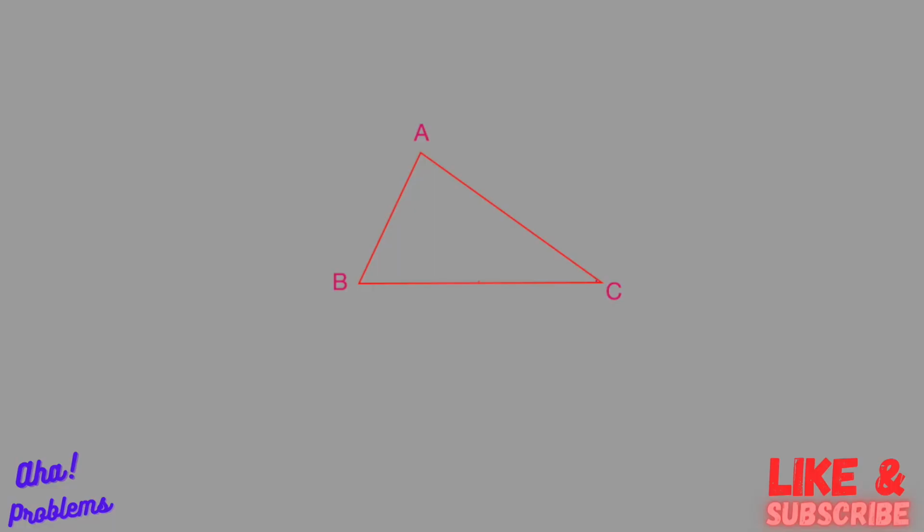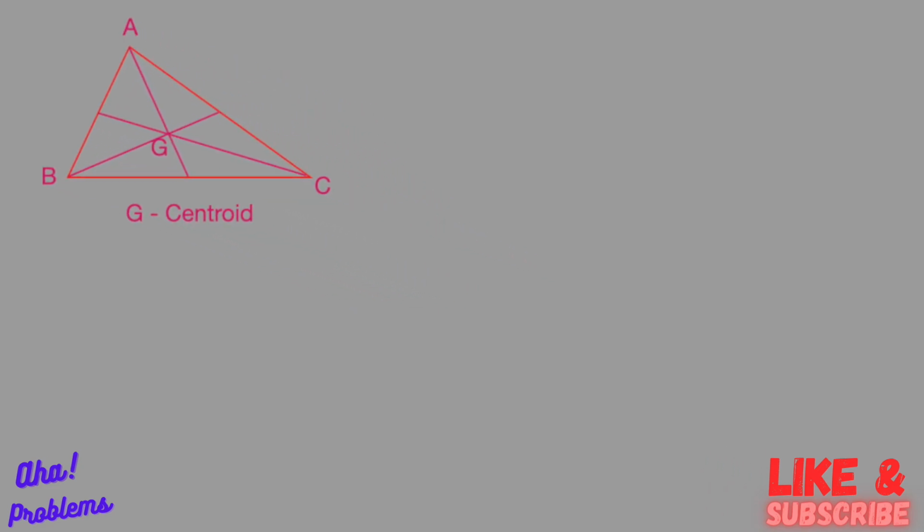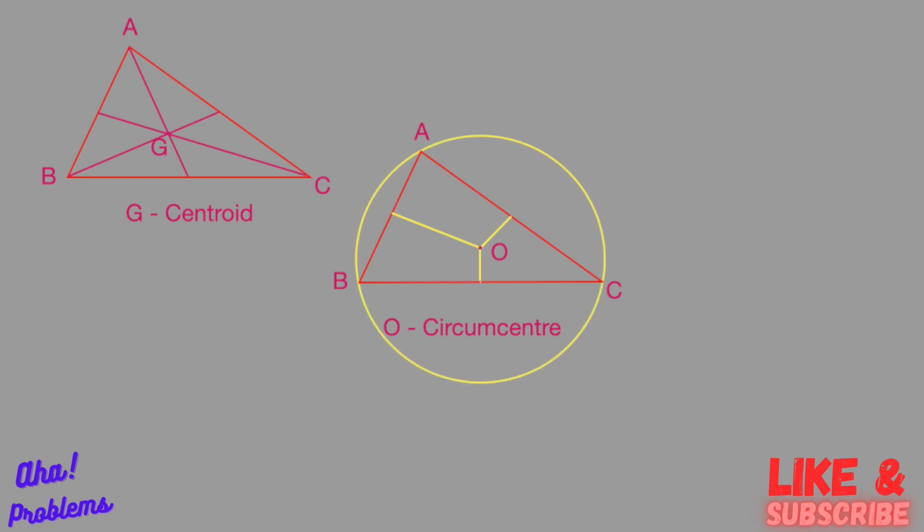So, in the last video, we showed that the three medians of a triangle are concurrent. And the concurrency point is called the centroid. Let's call the centroid G. We also know that if you take a triangle, then the perpendicular bisectors of the sides meet at a common point called the circumcenter. This is the center of the circle passing through the vertices of the triangle ABC.